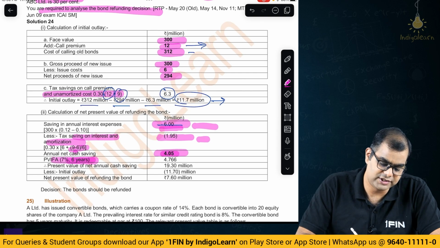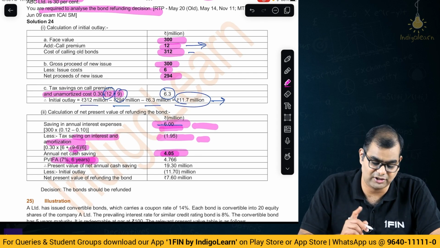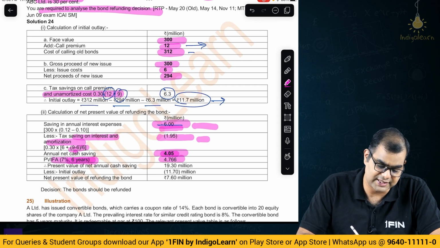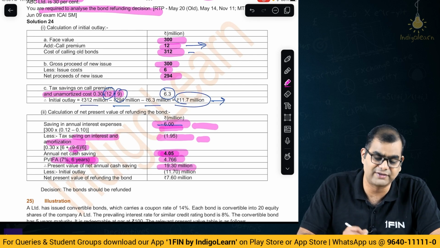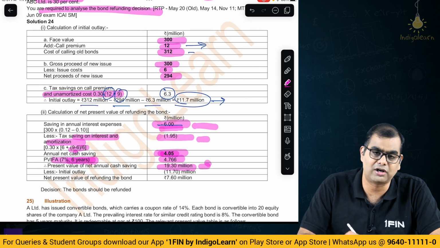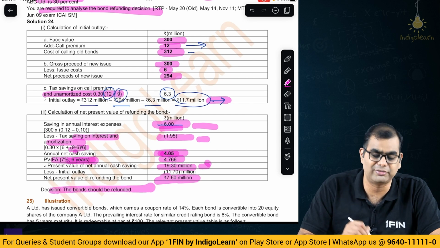So for 4.05, you compute the present value factor for 6 years at 7% on an annual basis. You get a present value factor of 4.766, and multiply 4.766 with the annual saving of 4.05. You get total savings or inflow as 19 million, whereas the outflow is 11 million. So the net savings is 7.66. The bond should be refunded.